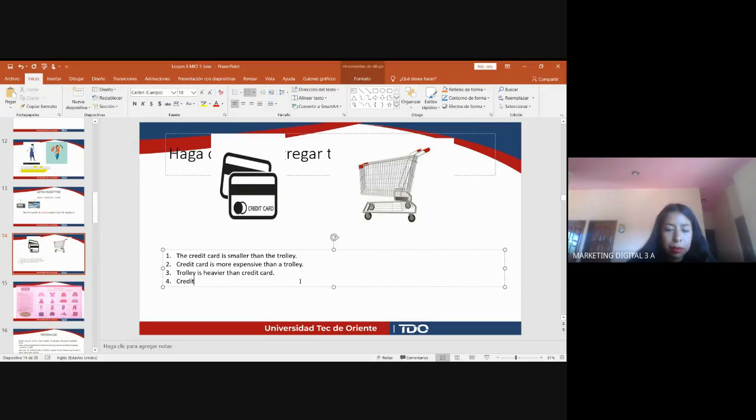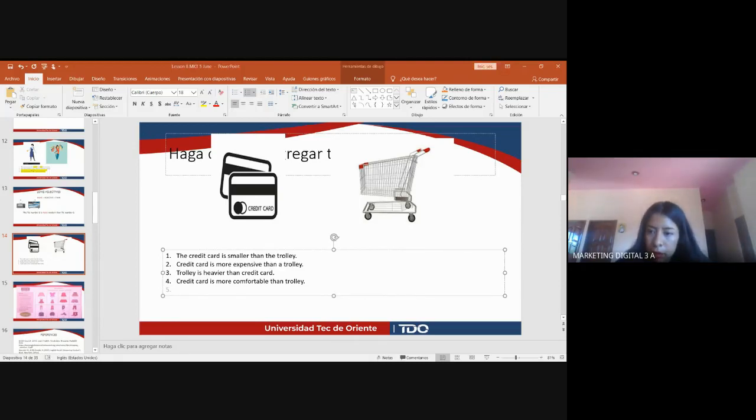Okay, the credit card is more comfortable to carry than the trolley. Let me check. Okay, you're missing something, yeah. But it's okay, and then let me check.